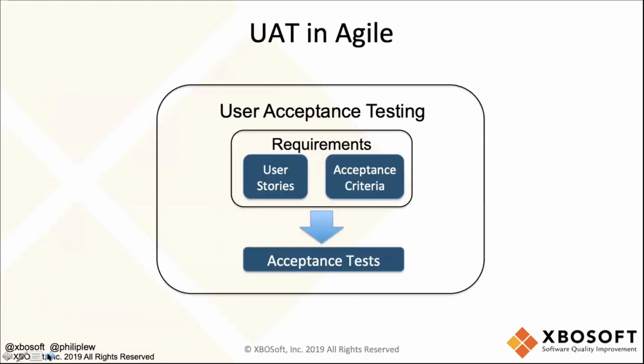And that brings us to really the crux of what I call UAT in Agile, and that is really focusing on the requirements, which are composed of user stories and acceptance criteria, combined with tests that are specific to those acceptance criteria. So what we're going to do today is go through the process of developing user stories along with acceptance criteria and tests to match those.